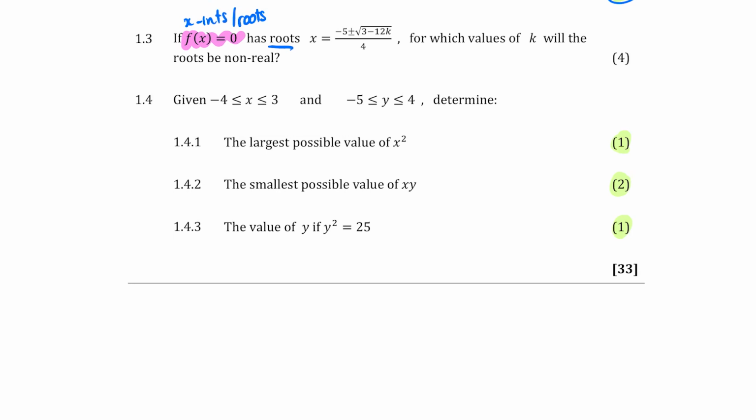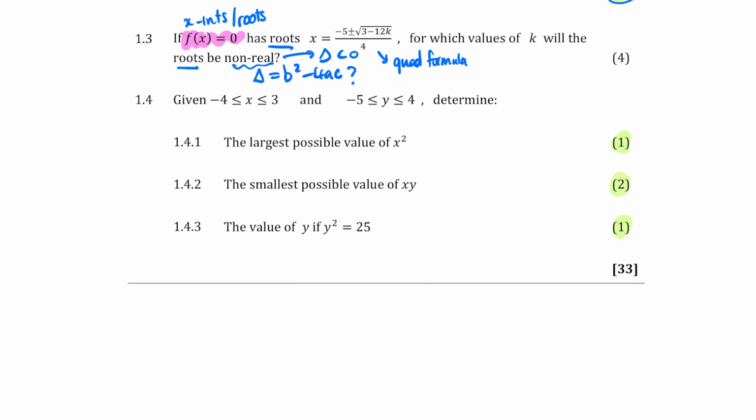Hey, this structure here looks very much like my quadratic formula: negative b plus or minus the square root of b squared minus 4ac. For which values of k will the roots be non-real? Now, there's this word again, roots and non-real. And hopefully when you're thinking about roots and non-real, you're thinking about delta. Delta is b squared minus 4ac. And for non-real roots, delta is negative. That's how we write negative.